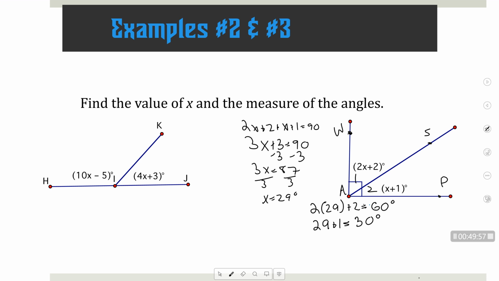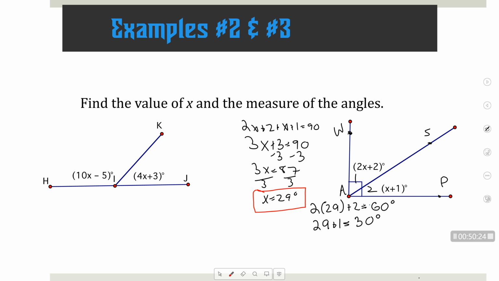I added them together, so 2x plus 2 plus x plus 1 equals 90. Because 90. Yep. And then I added all that together to get 3x plus 3 equals 90, subtracted 3 from both sides, and then divided the 87. Did math. X equals 29. Then I put the x back into the equation.